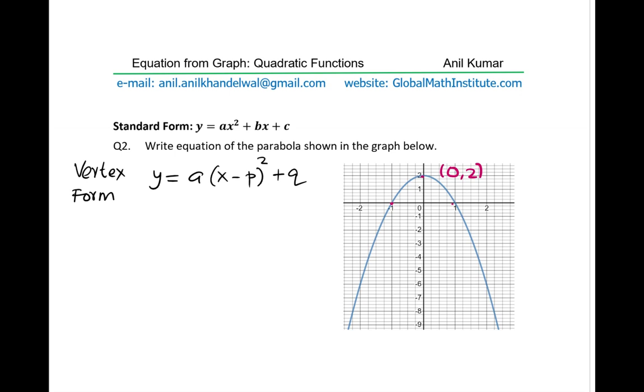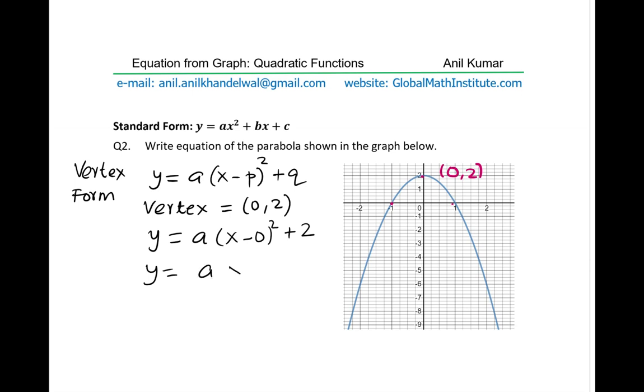So since we know that the vertex is (0, 2), we could write this equation as y equals a times (x minus 0) whole squared plus 2, which is y equals ax squared plus 2.